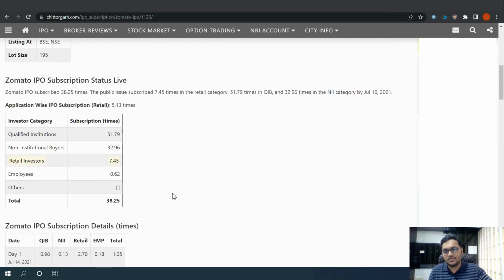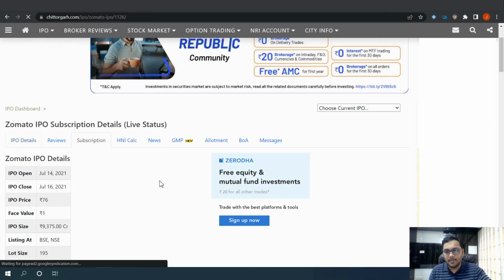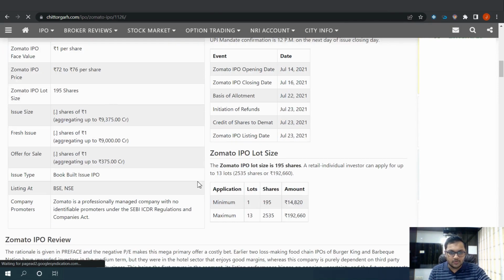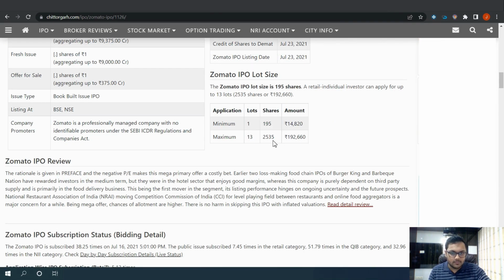What is a lot? Let me go to this particular tab. So here you can see the lot is 195 shares. Okay, so the minimum investment is this much. If you want to apply for Zomato's IPO, you need to apply for 195 shares, and the price was 72 to 76 rupees, right? So let's say that you applied for 4 lots. It's possible that you get allotted with only one lot.